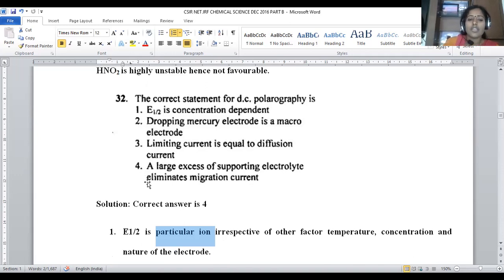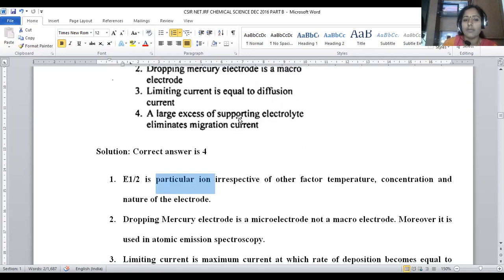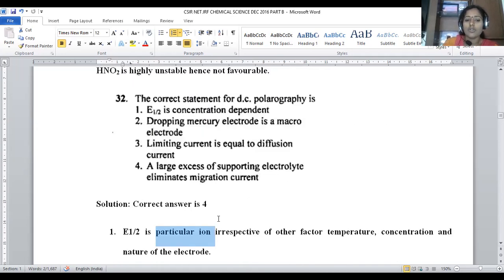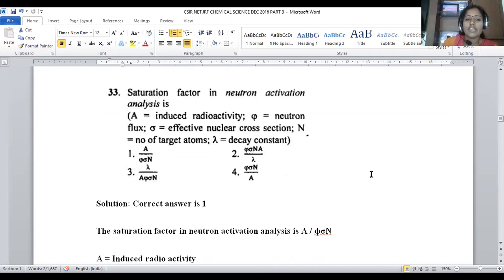The large excess of supporting electrolyte eliminates the migration current. So whatever supporting electrolyte is there, that will reduce the migration current. Whatever migration current is generated, that will be removed or destroyed by the supporting electrolyte. This is the correct statement. Number 32, option number 4 is the correct answer. And the next question will be 33.